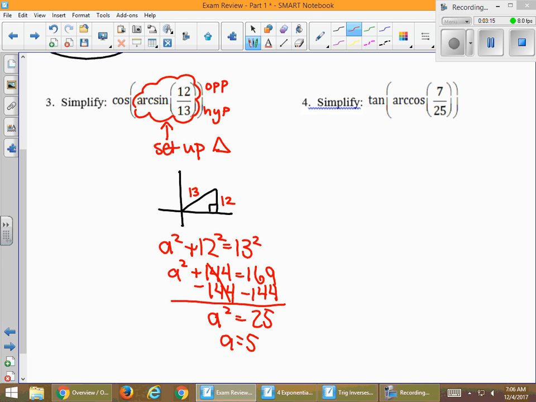So your missing side is 5, and we needed that missing side so that we could do cosine, because cosine is adjacent over hypotenuse. So cosine of this angle, which is why we set up that triangle, is adjacent over hypotenuse. So 5 over 13. So this whole thing is equal to 5/13. And you're done.